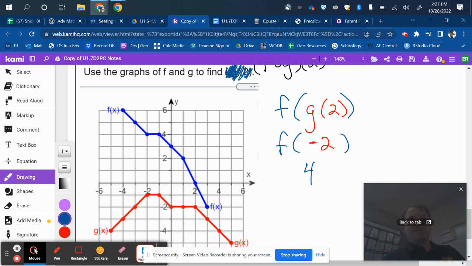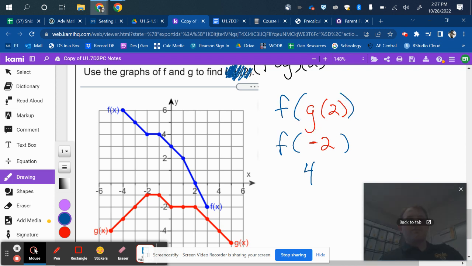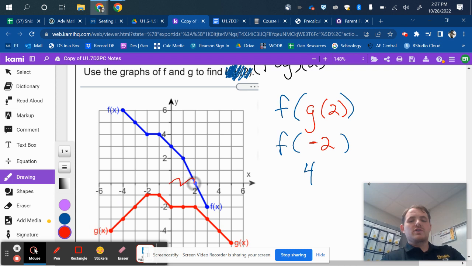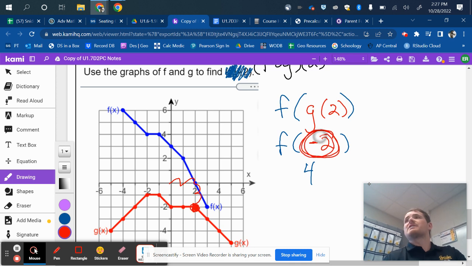Great question. That's what I'm about to talk about. So do we know how to do g of 2? Do I look at the blue or the red graph? Red. G of 2 means you go over 2, down 2. You get the negative 2 right there. Do we understand negative 2?